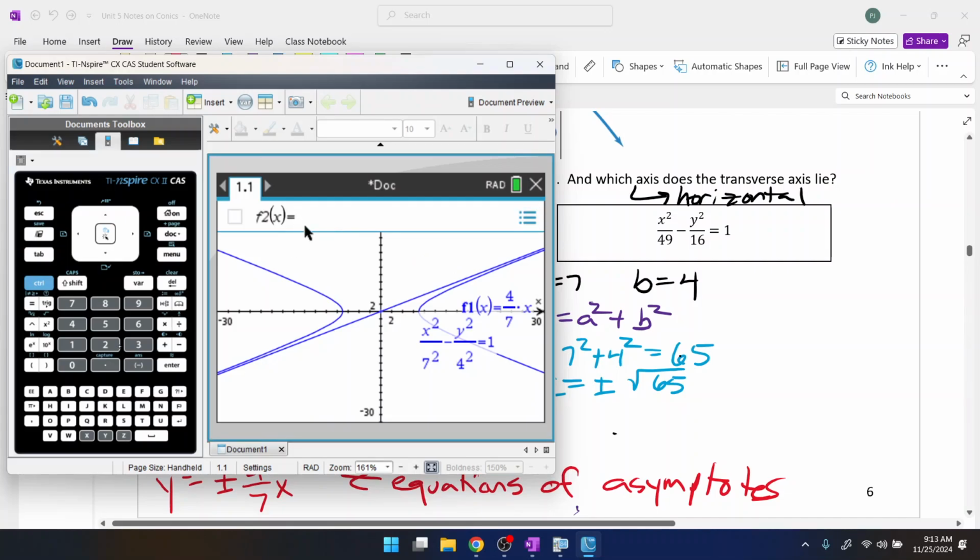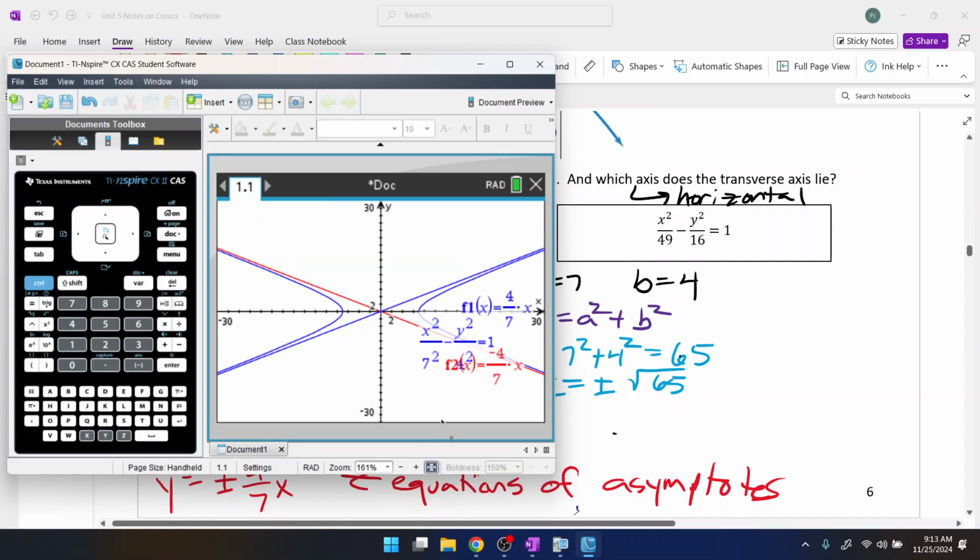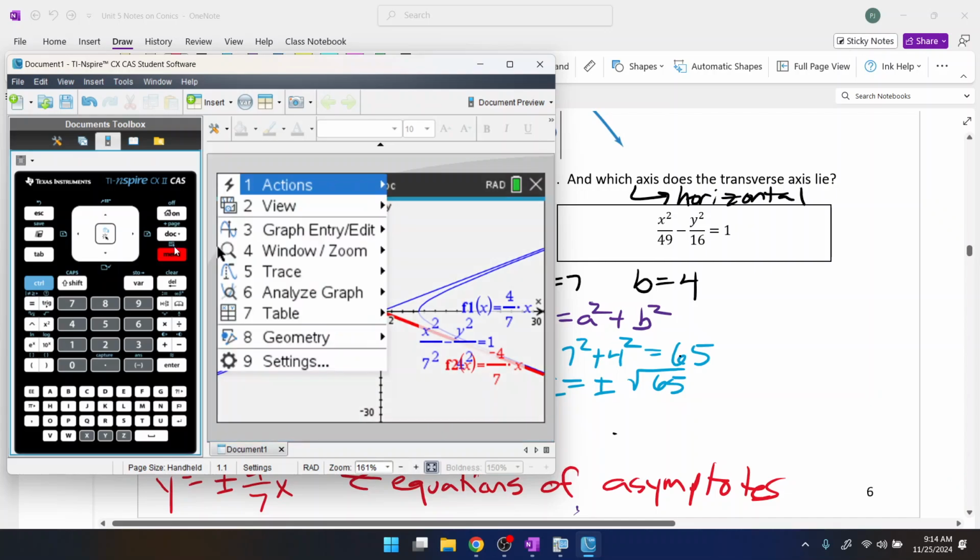Oh, come on. Yeah, negative 4/7 x right here. We see all that good stuff here. Now, of course, Desmos might be better too. Now, the cool thing is this thing will actually figure out equations for the asymptotes and whatnot.